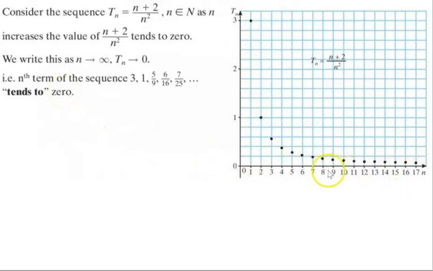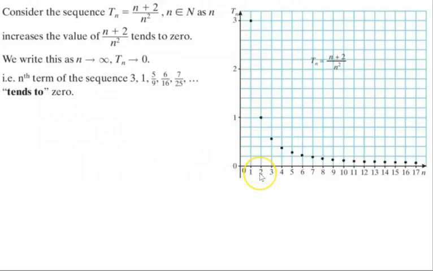So we can see our graph here. We have the x-axis, which we're calling the n-axis in this case, and we have our y-axis, which we're calling the Tn axis. And we can see the first point is (1, 3). So if we were to substitute 1 into Tn, we'd have 1 plus 2 over 1 squared. We'd end up getting 3 as our Tn value. Our output will be 3.